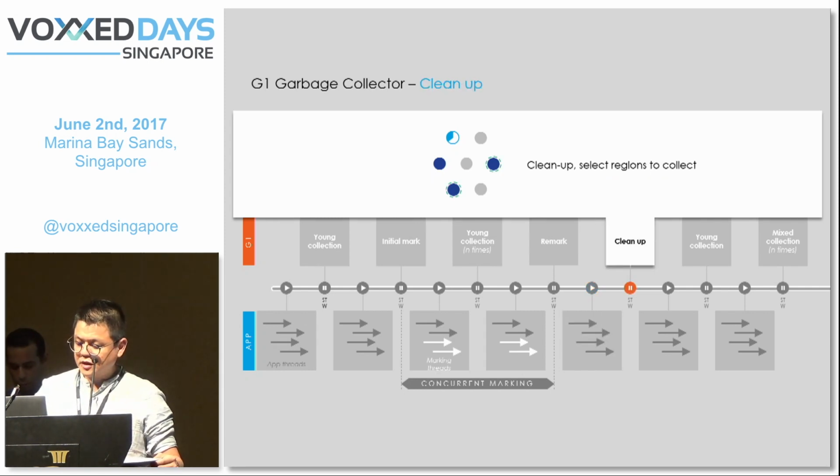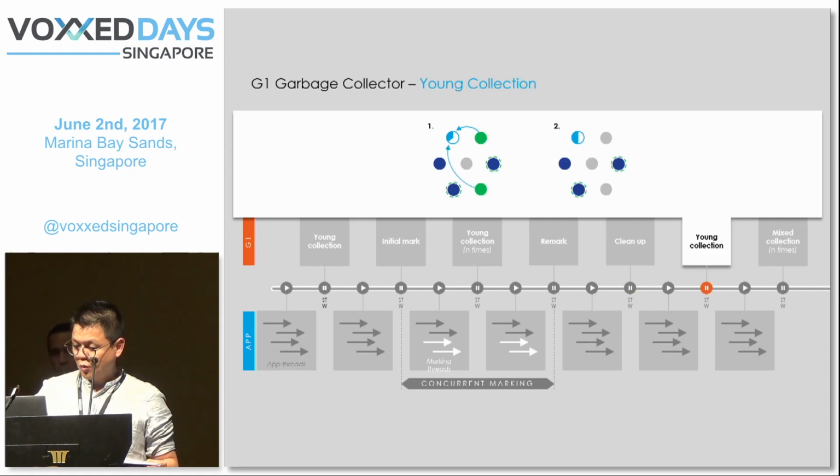After the statistic collection, there will be another phase, which is a stop the world process, called the cleanup. And then it goes to one last young-only collection. The purpose of this phase is to free up as much space as possible in anticipation for the upcoming mixed collection.